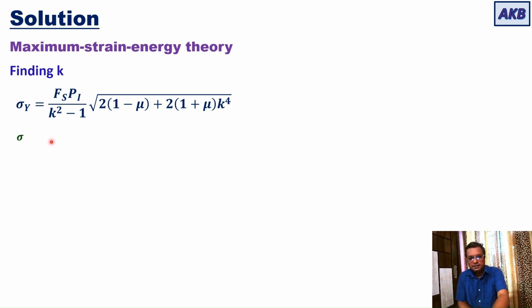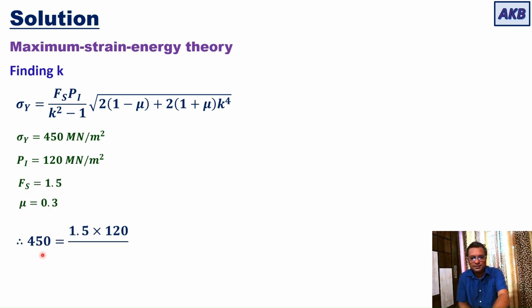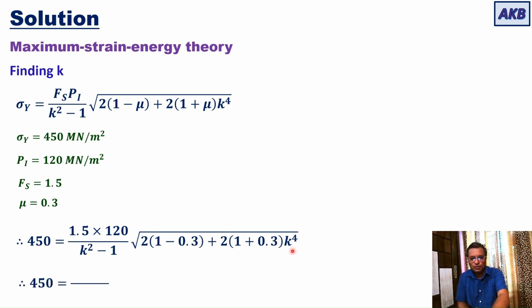So sigma y is 450 meganewton per meter square, given, pi is 120 meganewton per meter square, Fs is 1.5, mu is 0.3. So if you put all the values, this will be 450 is equal to 1.5 into 120 divided by k square minus 1, we are going to find k, into under root of 2 into 1 minus 0.3 plus 2 into 1 plus 0.3, k raised to 4. So that is 450 is equal to 180, since 1.5 into 120 is 180. So 180 divided by k square minus 1 into the square root.